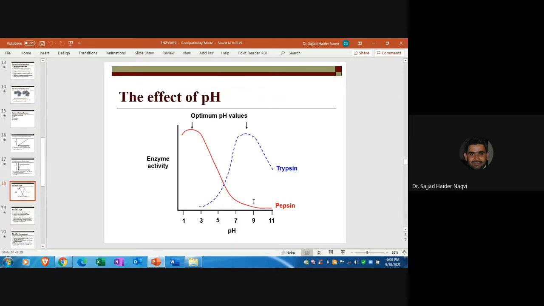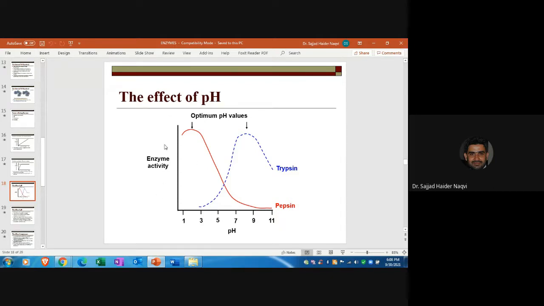The second is the effect of the pH condition. Now, the effect of pH condition is also another very important factor that's going to affect the speed of an enzyme-catalyzed reaction. If you look at this picture again, on the y-axis we have enzyme activity, and on the x-axis we have pH. By the way, you must know that it's an arbitrary thing. You can call this the x-axis or this the y-axis as well, but in most cases we call this the y-axis and this the x-axis.